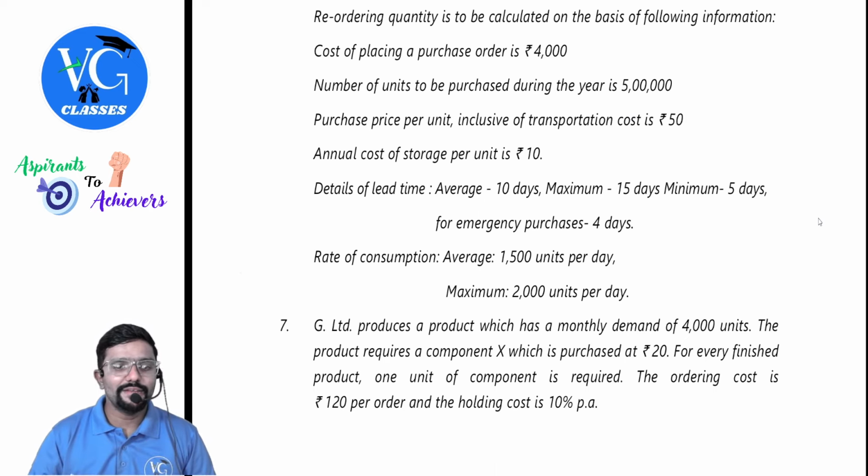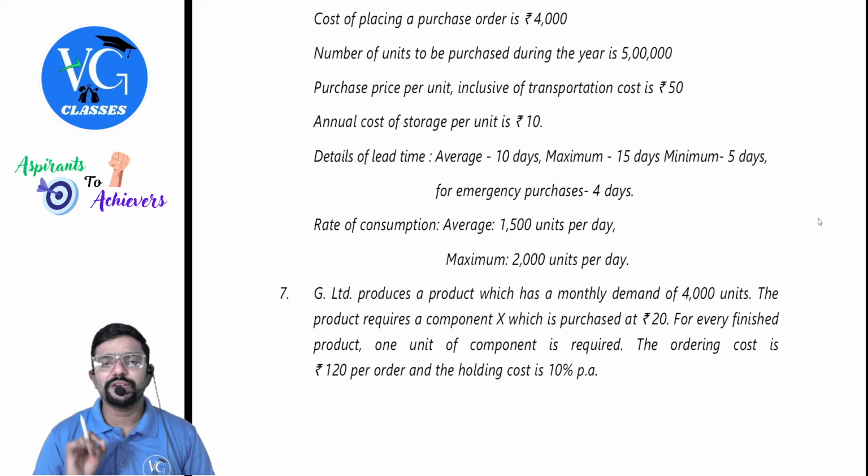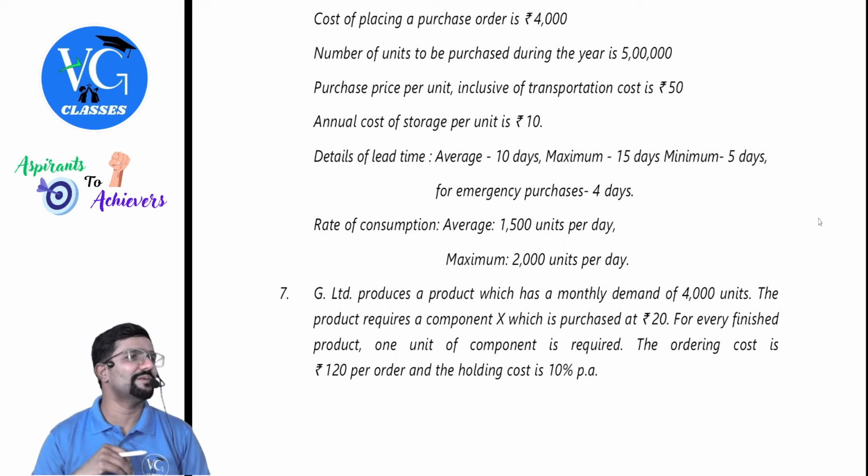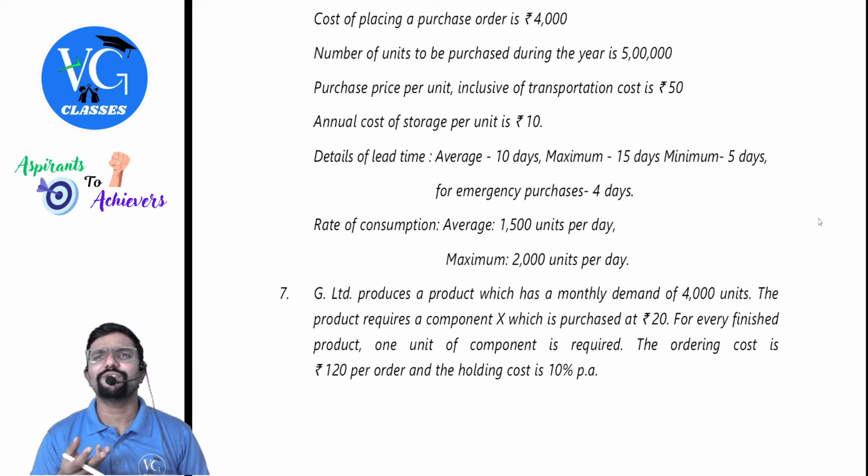Annual carrying cost of storage per unit is 10, carrying cost per unit per annum, guys. Details of lead time, average, maximum, minimum is given. For emergency purchases, 4 days. They are given separately. Rate of consumption: average 1500 units per day, maximum 2000 units per day. Sir, minimum is not given. Can we calculate? Yes, use the average formula, you will get minimum. Two are given, the third one you can find out, no?